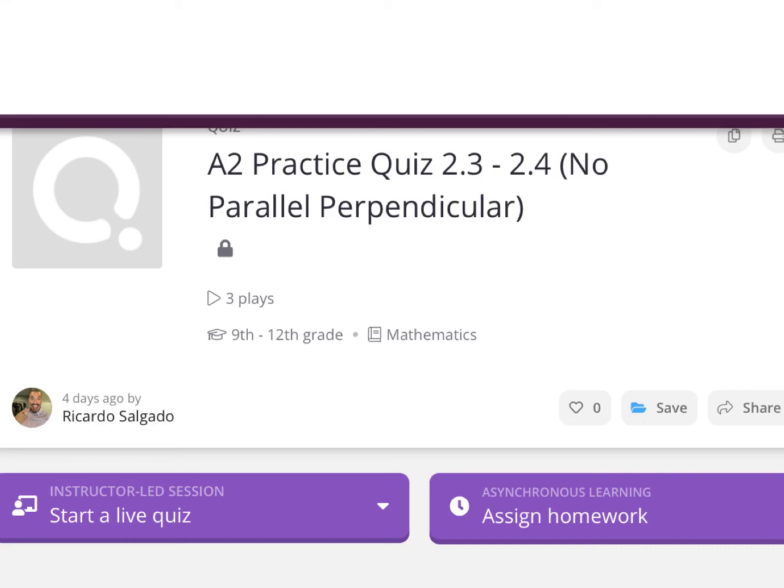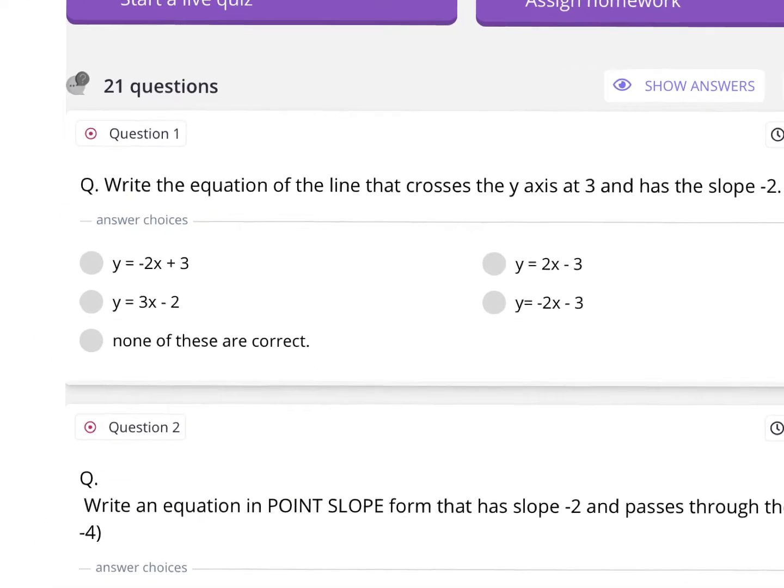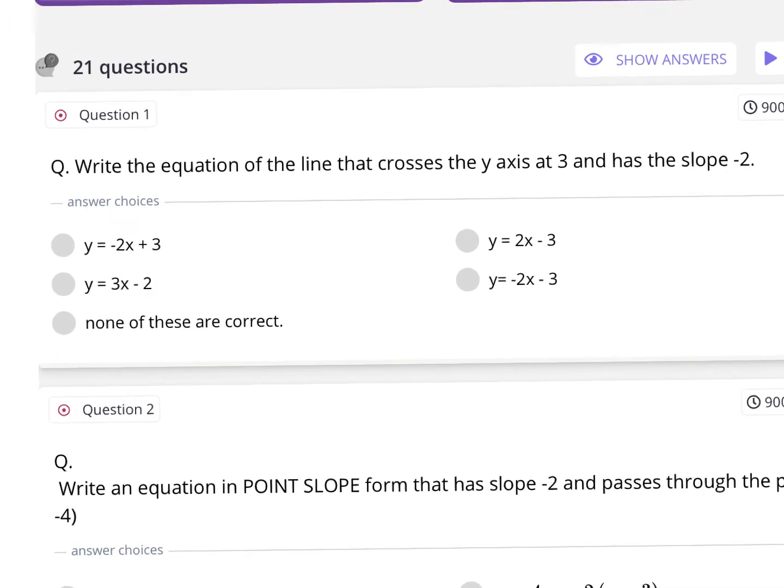Alrighty guys, we're going to be explaining this practice quiz 2.3, 2.4, no parallel or perpendicular lines involved. That's next week. Right now let's begin with question number 1. It says, write the equation of the line that crosses the y-axis at 3 and has a slope of -2.